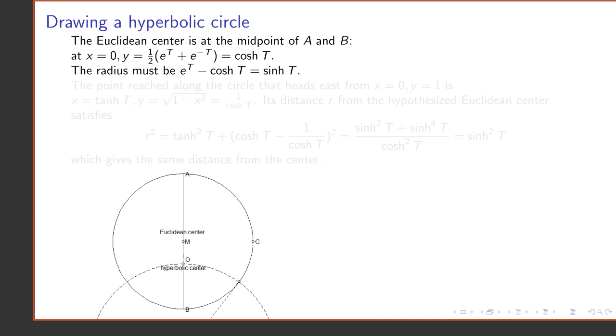So, where's the Euclidean center? It's at the middle point between the northernmost point and the southernmost point, 1/2 of e to the t plus e to the minus t. So it's at y equals cosh t. And the radius must therefore be e to the t minus the center, which is at cosh t. And that difference is conveniently equal to the hyperbolic sine of t.